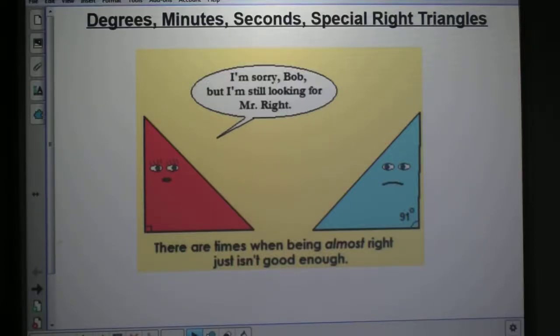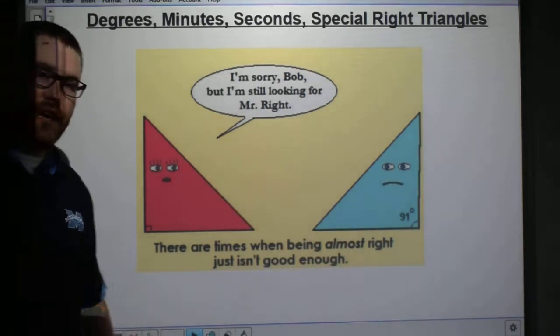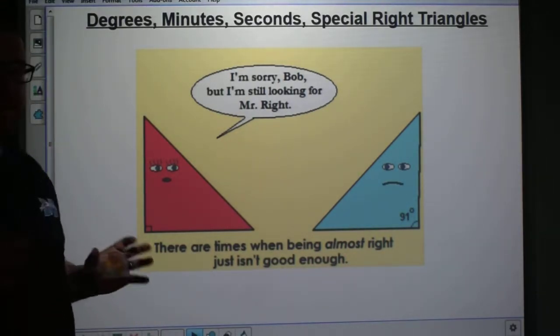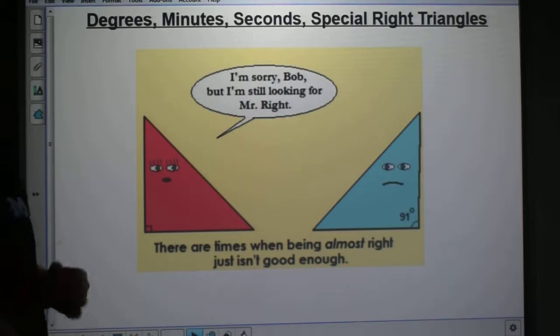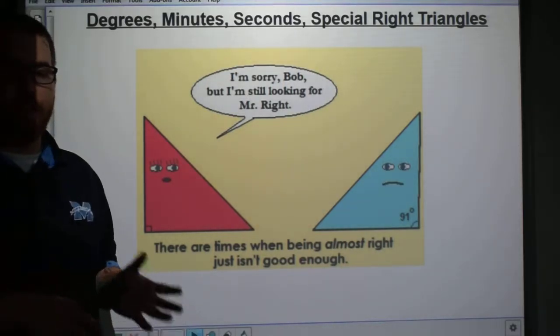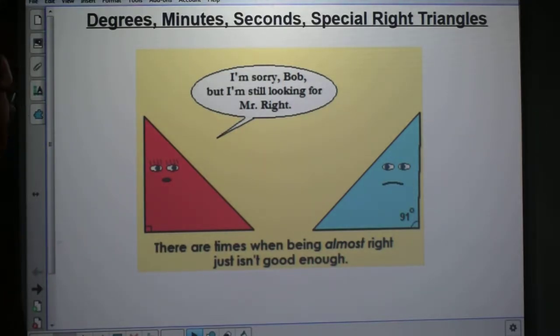Hello everyone. Today we're going to be starting the trig section of Honors Math Analysis. We're going to talk about different ways to measure angles and degrees, and we're also going to talk about two types of special right triangles. This should basically be a review from geometry, but let's just see what you can remember.